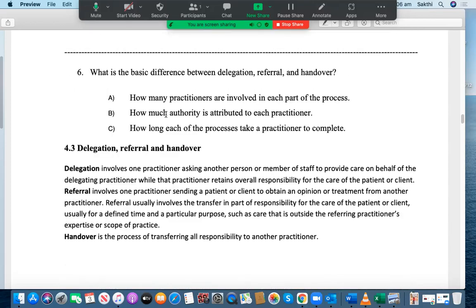All right, let's go to the next one. So question number six. For this question, the answer is B. How much authority is attributed to each practitioner?